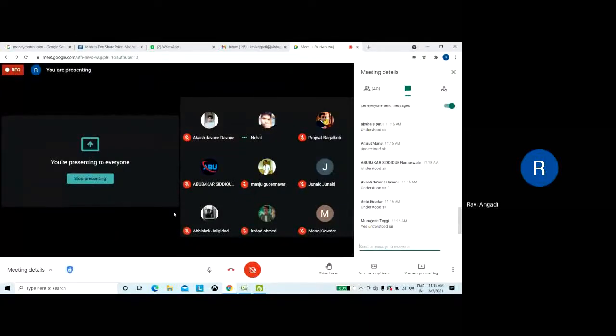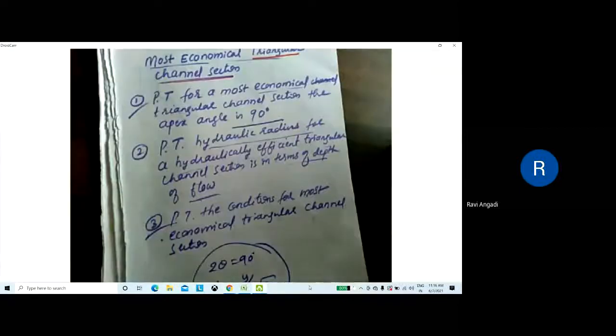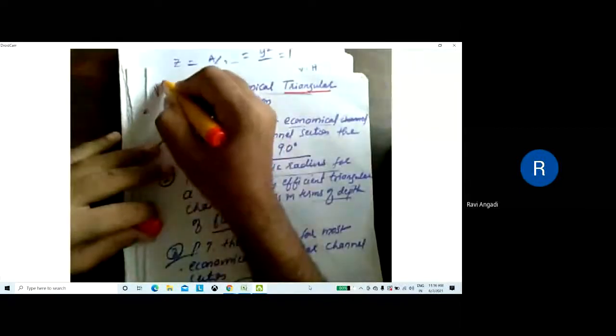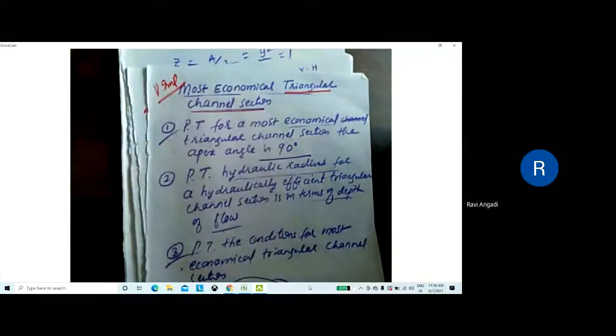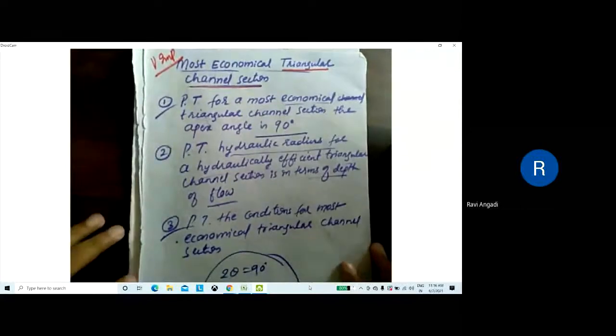Okay, please practice these derivations. They are very, very important derivations. Wherever I am saying important, you just mark it. So they are the most likely questions in the exam.